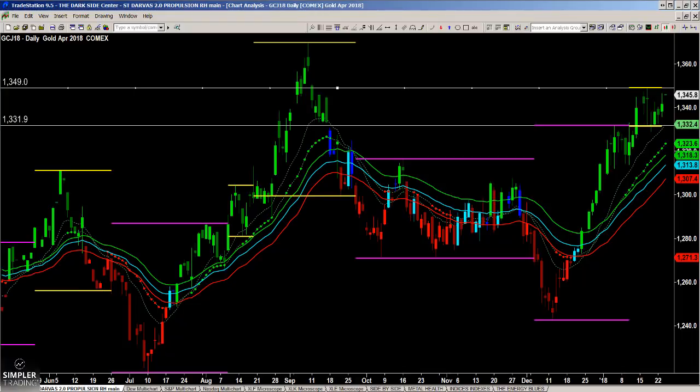Well, I have a fairly narrow Darvis, and these Darvis levels are automatically drawn for us. So I'm not having to go through and look for support and resistance and draw it manually.